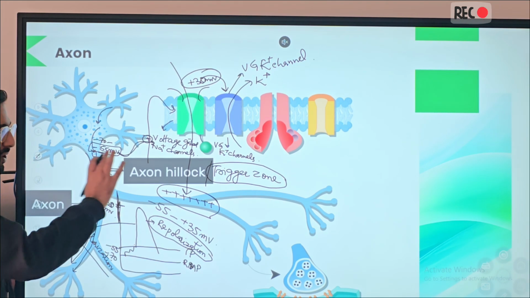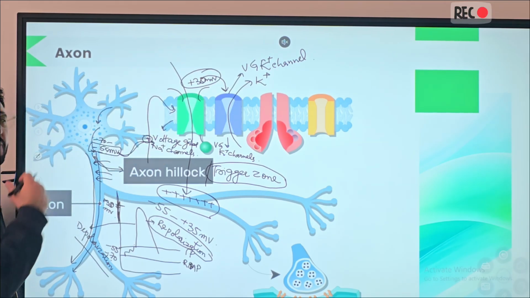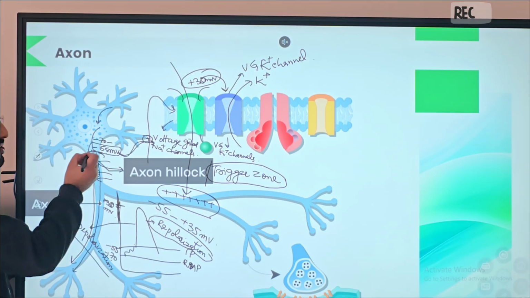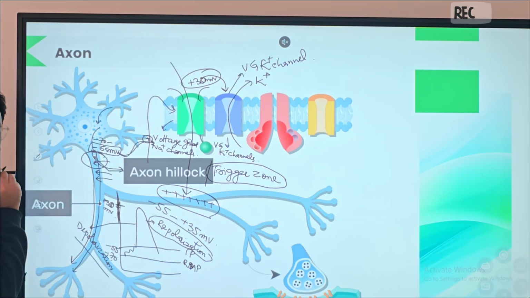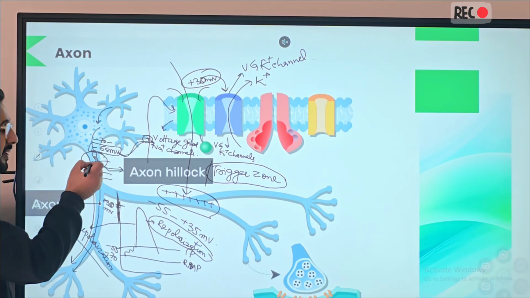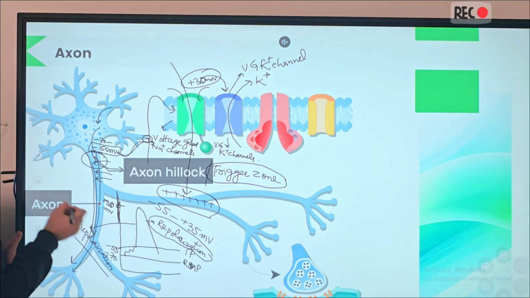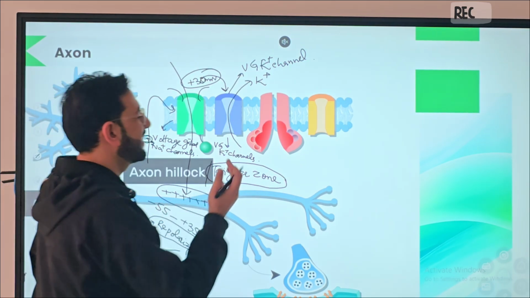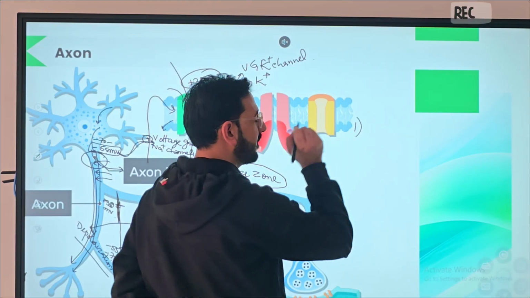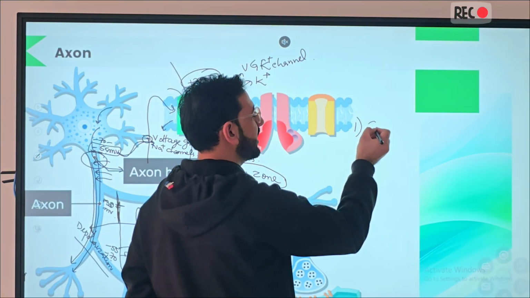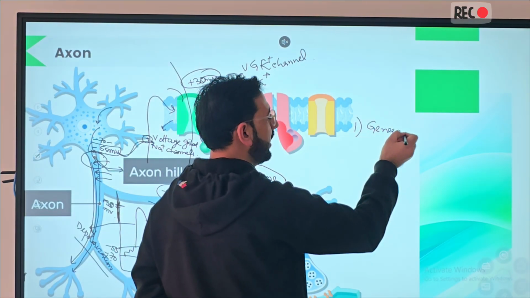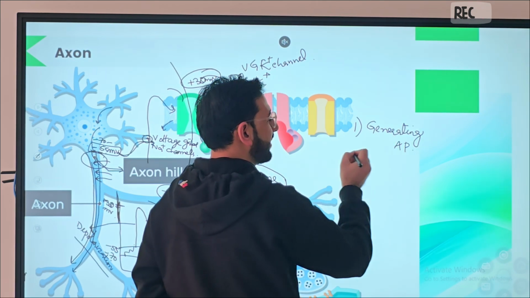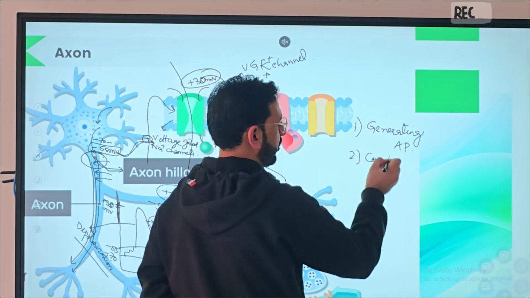Now, this wave of depolarization followed by the wave of repolarization is called the action potential, and the action potential is generated in the axon hillock, and it is conducted by the axon towards the axon terminal. So the first function is generating the action potential, and the second is conduction of the action potential.